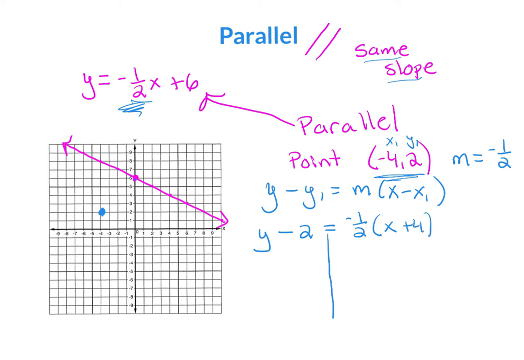Now let's solve. Distribute, so y minus 2 equals -1/2 x, and then -1/2 times 4 is -2. And now add 2. Well, they both cancel. So you're left with y equals -1/2 x.